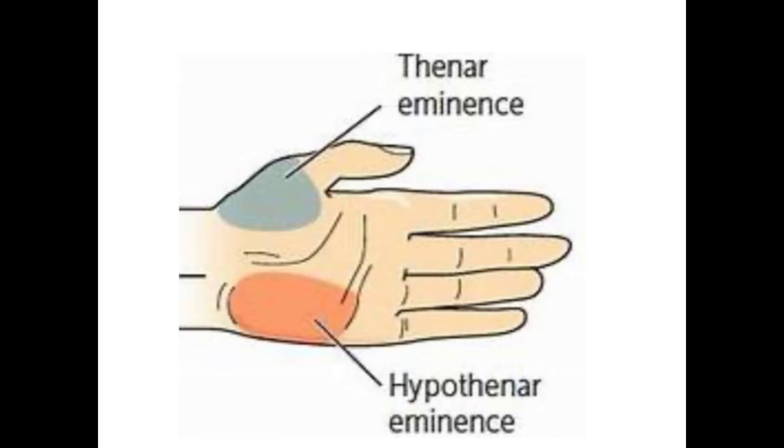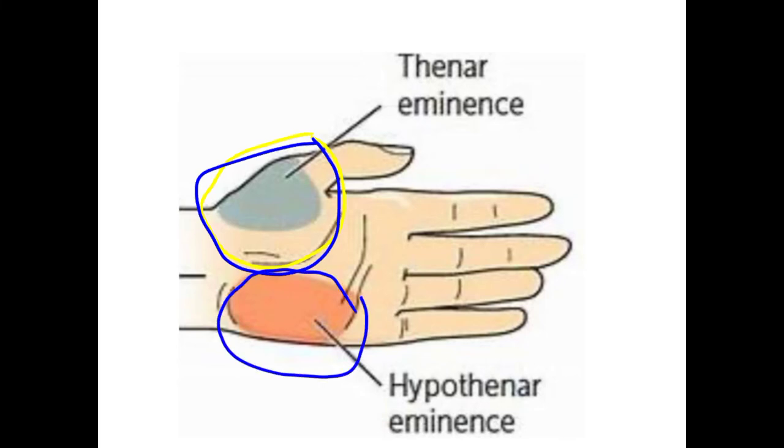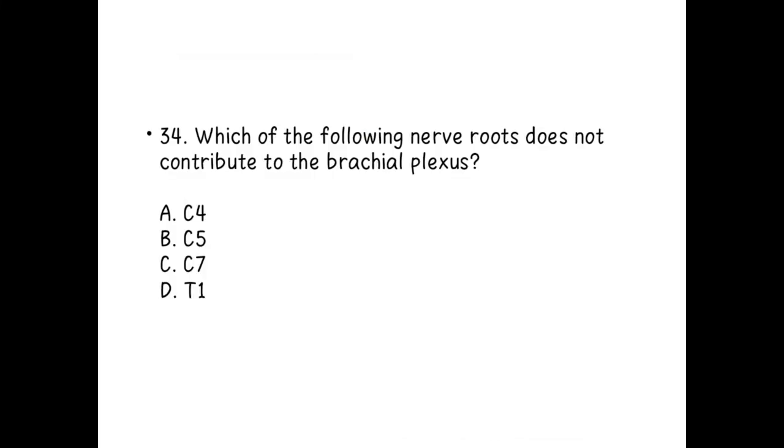So if you look at your hand, those muscles that are located around the palm, around your thumb, are called the thenar muscles or the thenar eminence, while the ones on the opposite side, which is the medial side, are called the hypothenar muscles or hypothenar eminence.